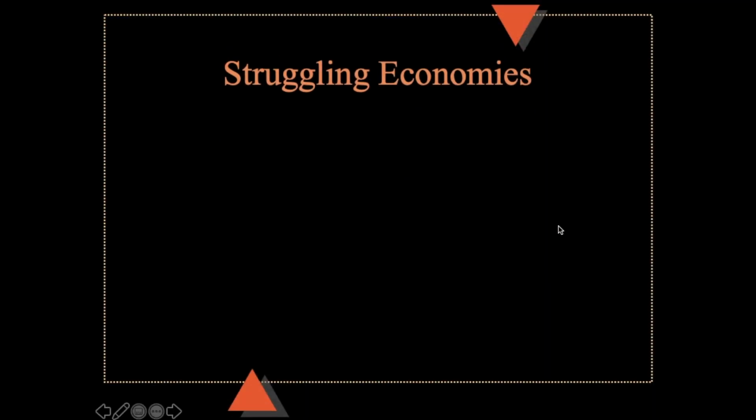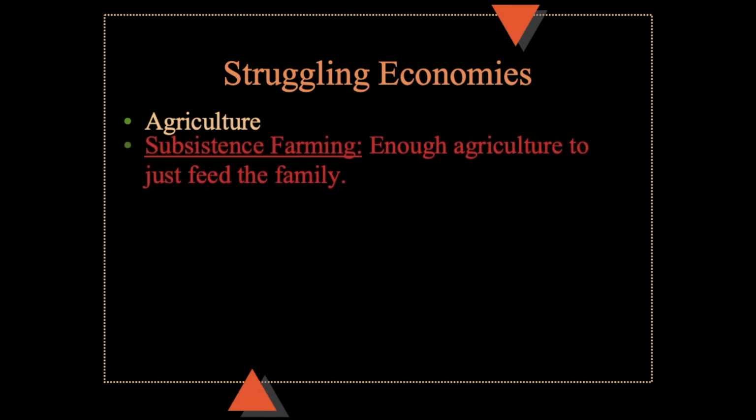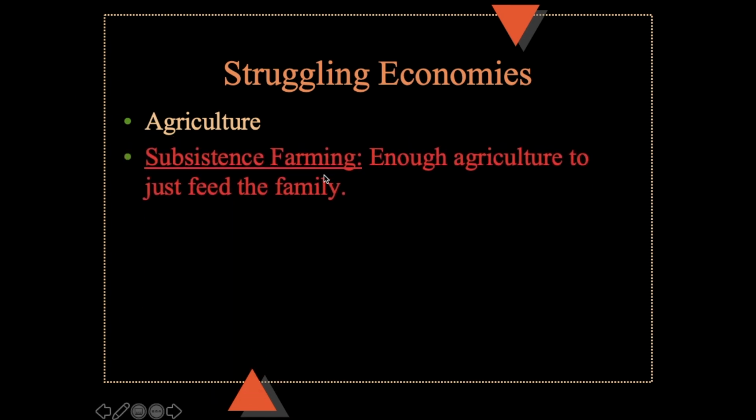So, with Pakistan and Bangladesh, just like India, they have struggling economies. With agriculture, it's a fairly poor area. So they have subsistence farming, which is just enough agriculture to feed your family, but not enough to really make a profit on and to bring yourself out of poverty, I should say.